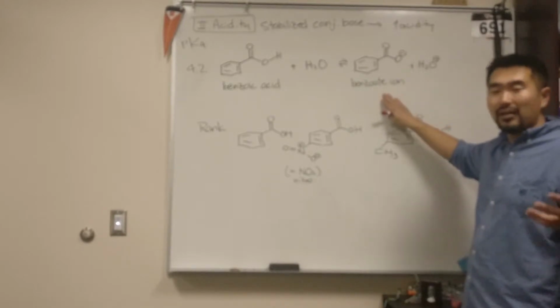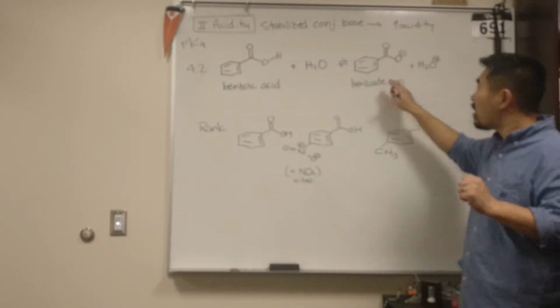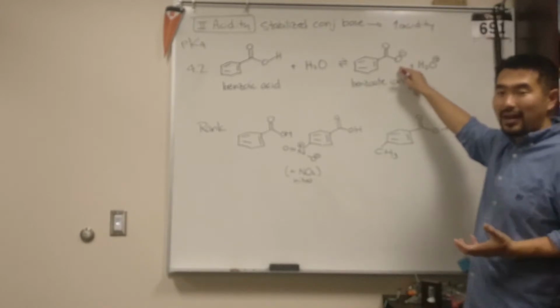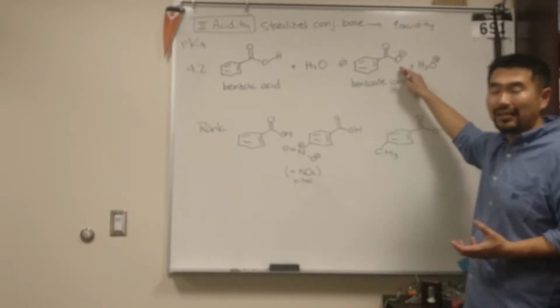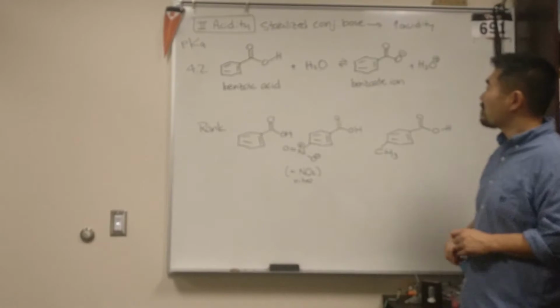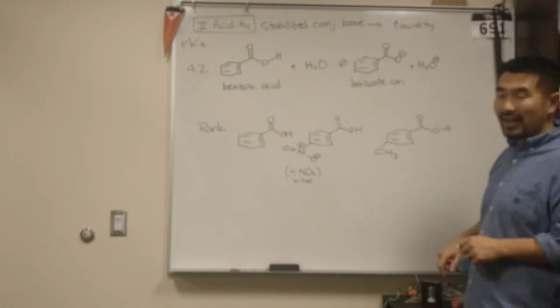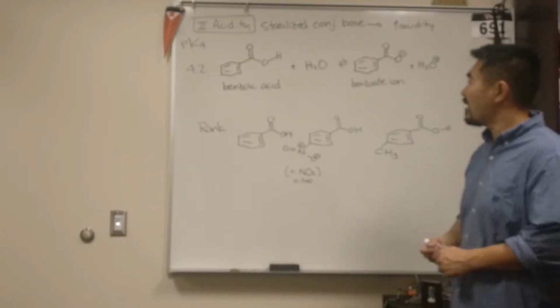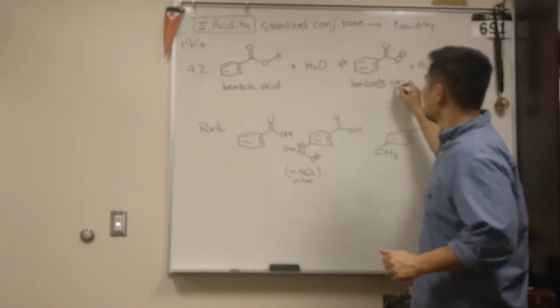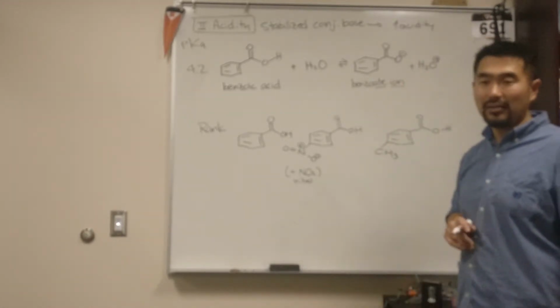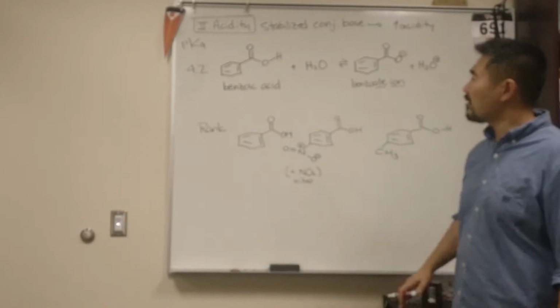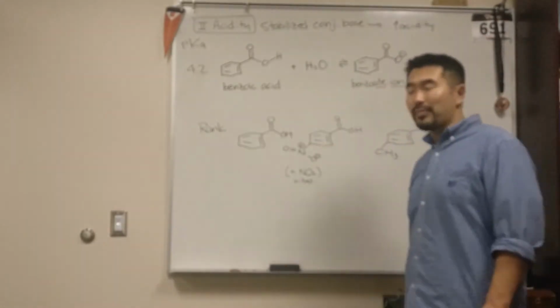Every time you've got a carboxylic acid that lost a proton and became an anion, that's called a carboxylate ion. This is a type of carboxylate ion, but to name a carboxylate ion, what we have to do is to add -ate ion at the end. So this would be benzoate ion because it came from benzoic acid.